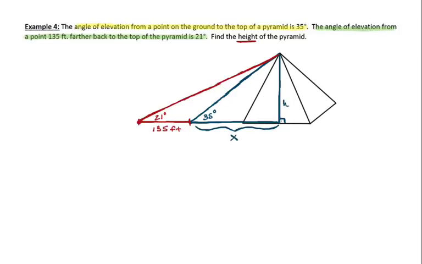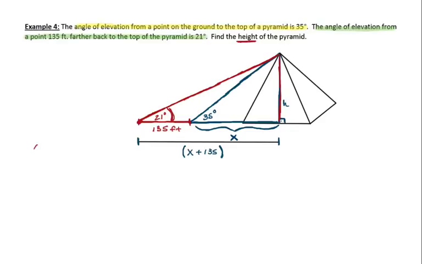So the first thing I'm going to do is label a little bit more information. So the distance from the first point on the ground to the height of my right triangle, I'm going to call x. You could call it anything. I'm just going to call it x, which means the total length of the bigger triangle, the red triangle, would be x plus 135. Because if the distance from the original point to the height of the triangle is x, and my secondary point that I drew in red was 135 feet further, that makes that total side length x plus 135.